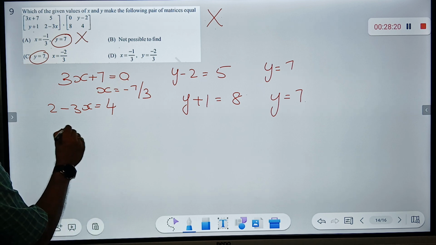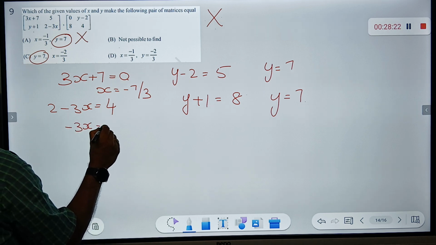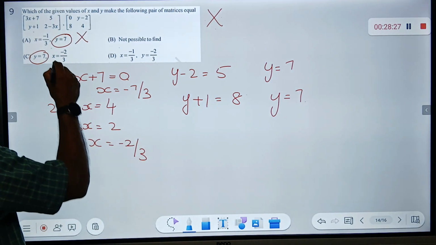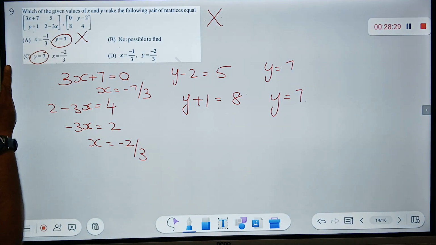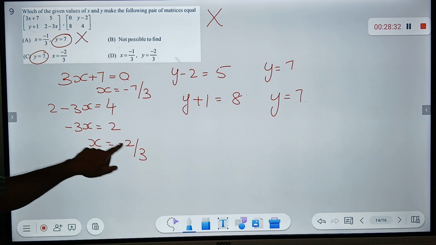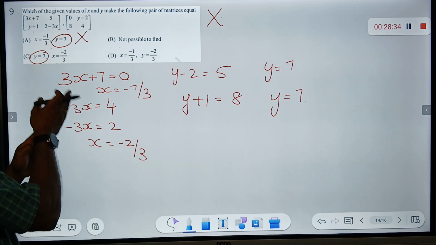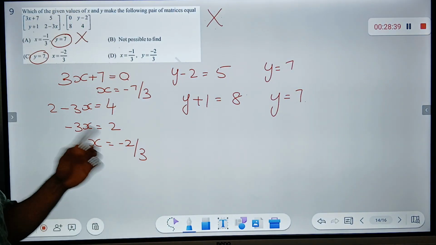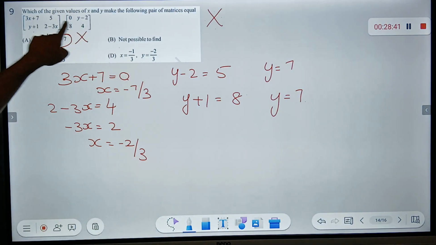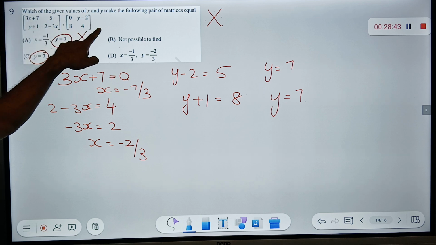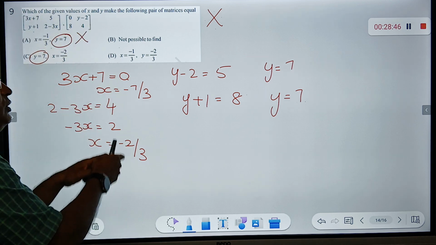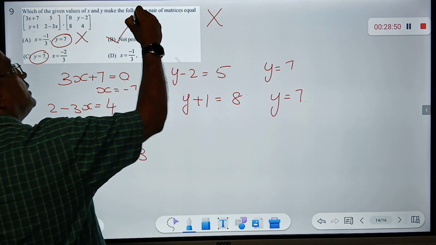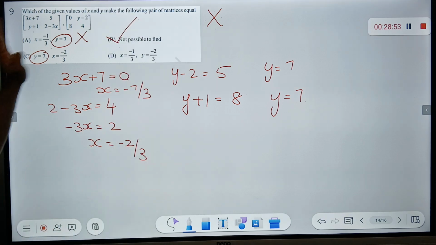We'll find out. Minus 3x is equal to 2. So what is x equal to? Minus 2 by 3. So we think that this is the correct answer, which is not correct, because x is minus 2 by 3, but you are also having x is minus 7 by 3, which will definitely violate the definition of equality of two matrices. The corresponding elements will not be equal. So you cannot have two different values of x. So the answer is it is not possible to find. This is the correct answer. It is not possible to find.